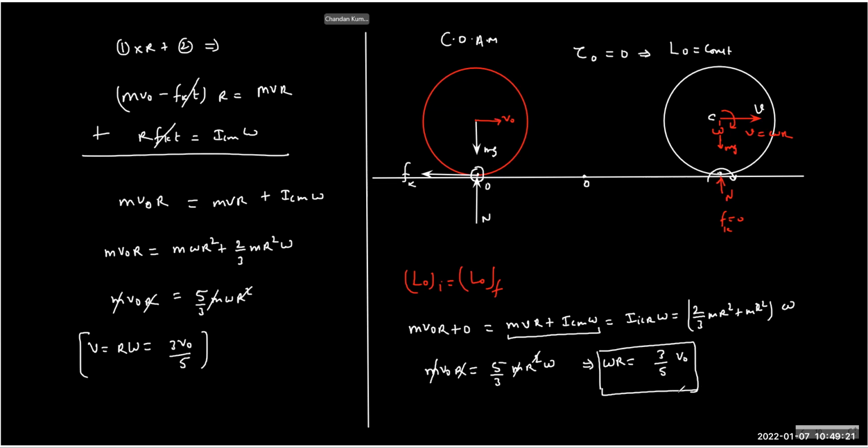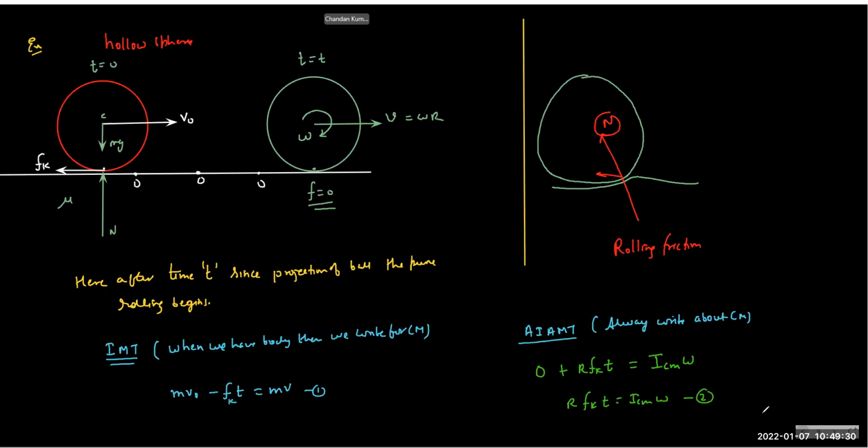And this will give you the answer directly. But the actual question was, after what time will this happen? Like you throw, but after what time will this happen? So now you can see that it is pretty easy to solve using this formula. Because you know v naught, and the t you want to find, and Fk you know. So the friction force is pretty simple. It's mu mg, correct? When N is equal to mg in this case.